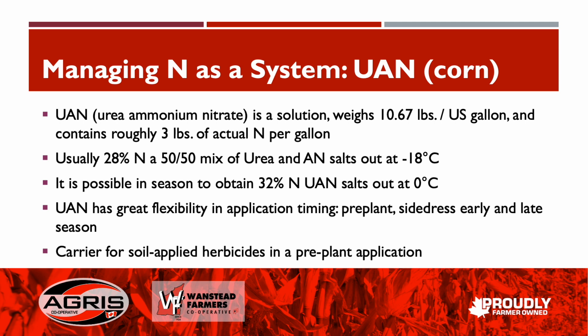It salts out around minus 18 Celsius, so it's a good cold weather product over winter in Ontario. It is possible to get a 32% solution when the season is warmer, and it salts out around 0 degrees Celsius. UAN has great flexibility in its application timing. It can support a pre-plant or side dress, both early and late, as well as being a good carrier for pre-plant herbicides. So it has great flexibility in a cropping system.